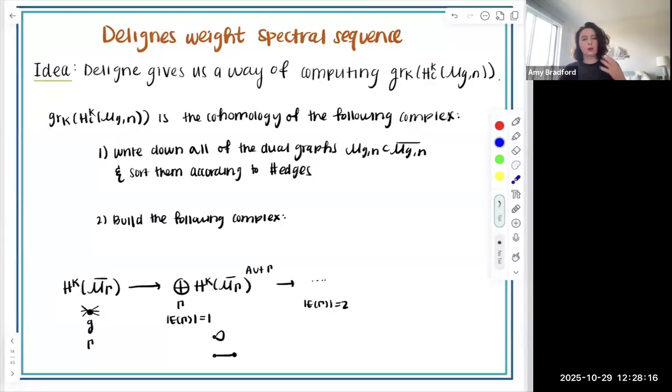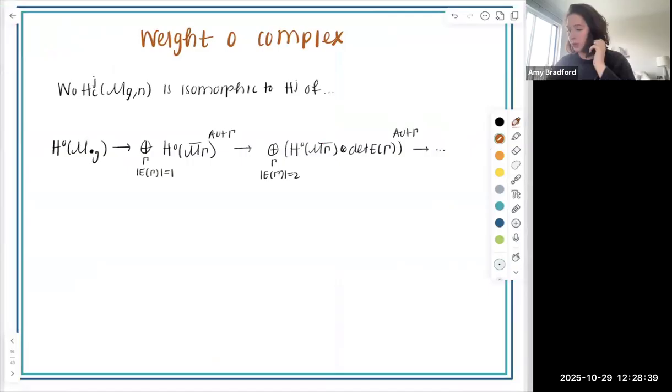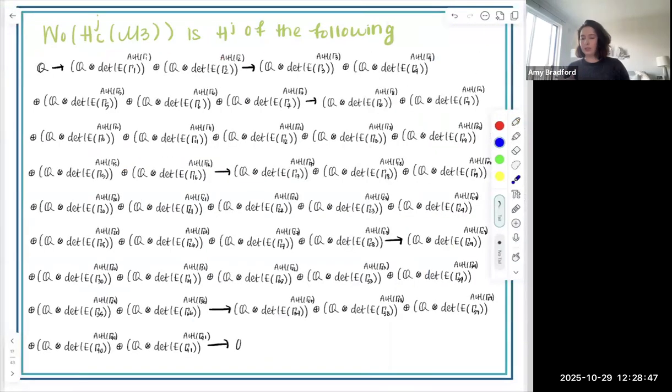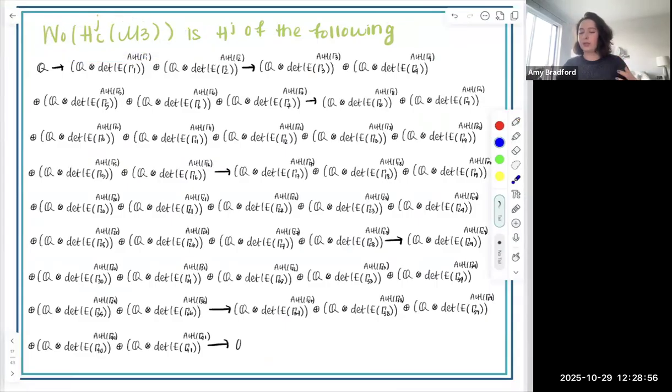And so let me just show you what this type of complex looks like if I wanted to compute weight 0 of M3. So this was our running example. Oh, sorry, let me just continue. This is just saying that if I want to compute weight 0, then I just replace all of the k's in my complex with an H^0. But essentially, this is the complex that you get. If I want to compute weight 0 of M3, this is algebraically how I would do it.